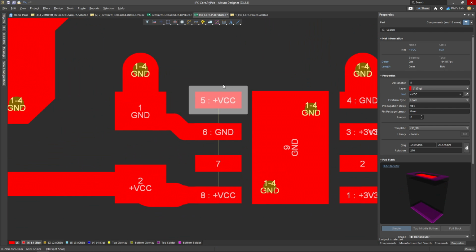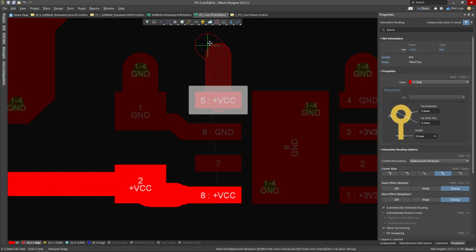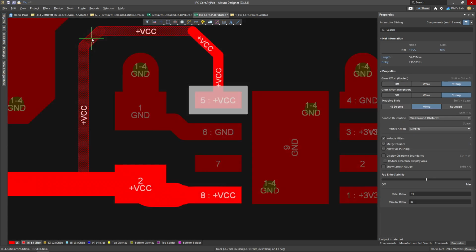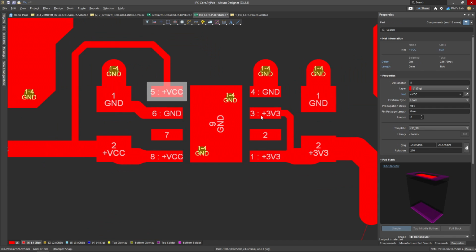We also have pin 5 lastly, and that's simply the enable signal, and that just needs to be a thin I/O level trace, so maybe a 0.2-0.3mm trace, routed something like so. And that's all there is to routing out and laying out an LDO regulator.